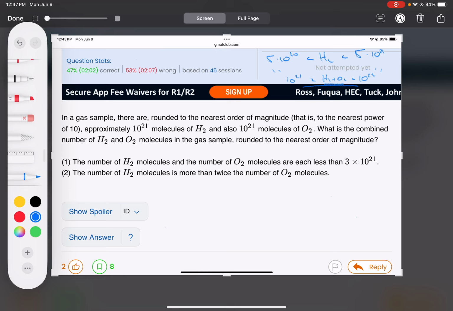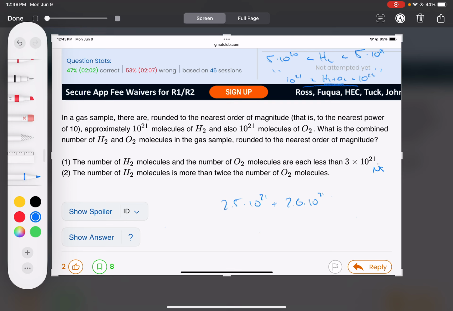So with number 1, the numbers of H2 molecules and O2 molecules are each less than 3 times 10 to the 22nd. So it could be that they're 1 and 2, meaning 1 times 10 to the 22nd and maybe 2 times 10 to the 22nd. In this case, these coefficients do not add up to more than 5. Or it could be 2.5 and, just to make it easy, 2.6, in which case these coefficients do add up to more than 5. Not sufficient.